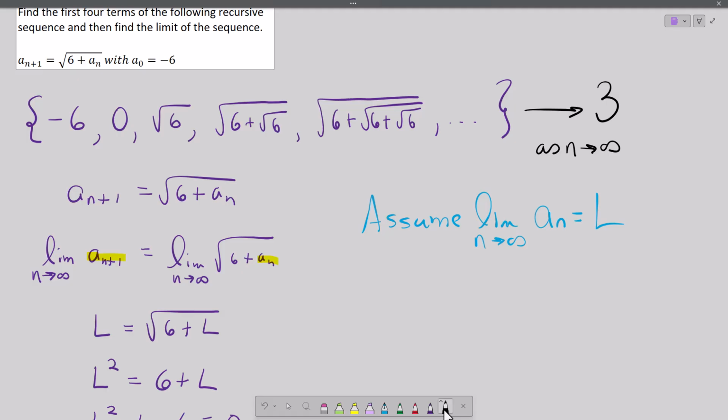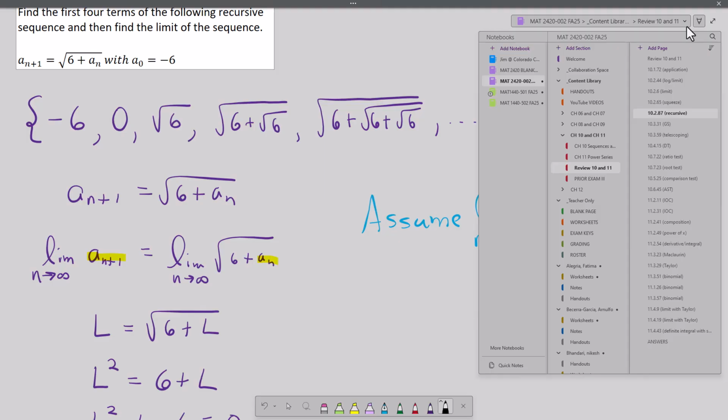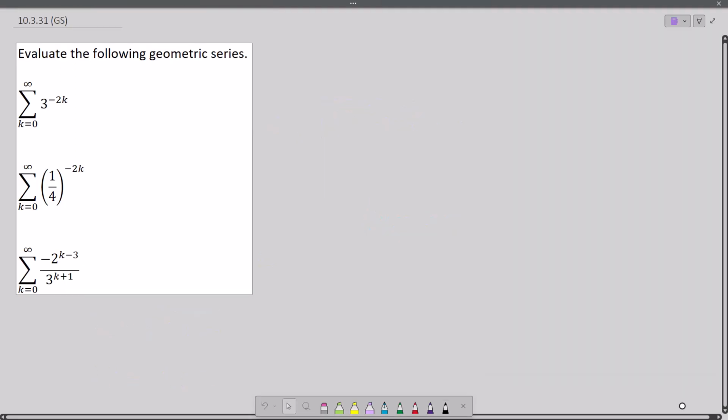So recursive sequences. Again, we don't see those a ton in calculus. Usually our sequences are given to us as functions, so 1 over x, or whatever. We usually use a formula as opposed to this recursive thing. Most sequences are going to be given to us like these in here. These are all functions, right?